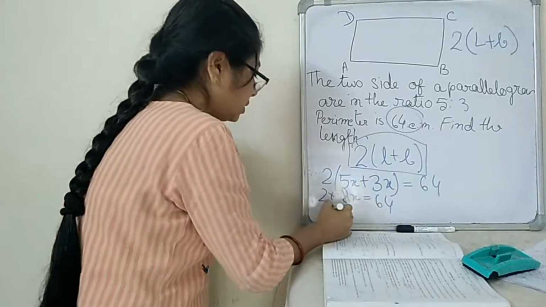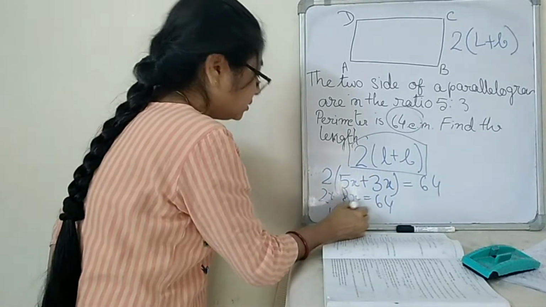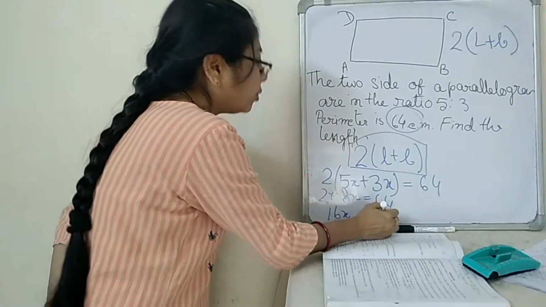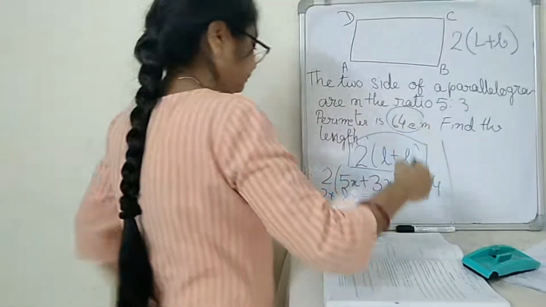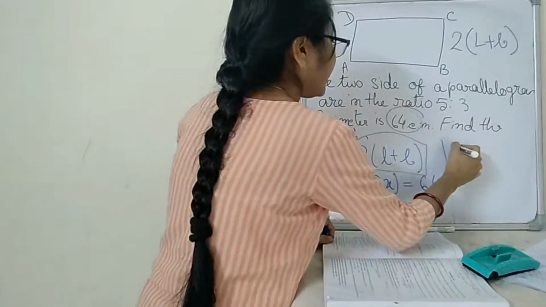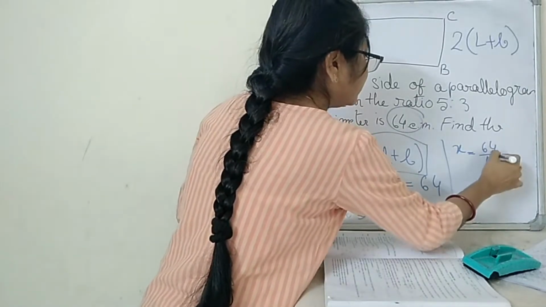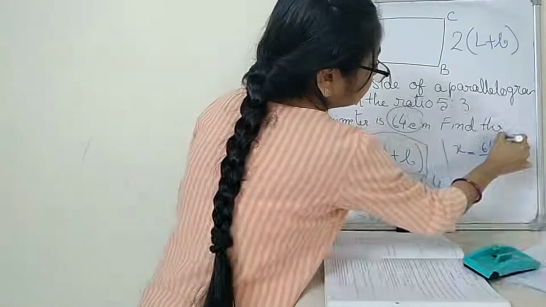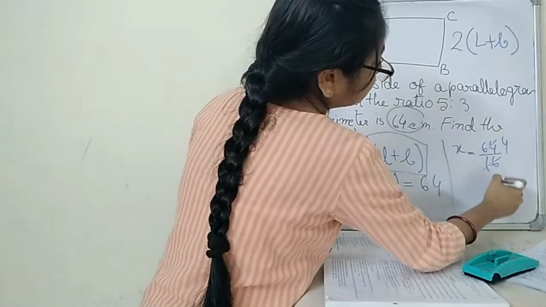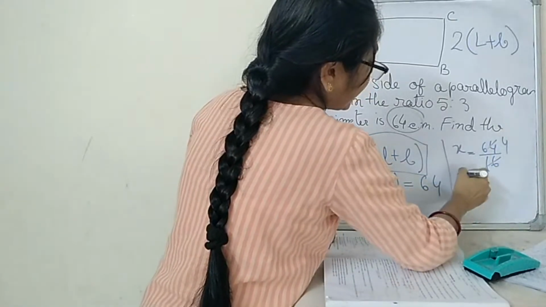2 times 8x is 16x, equal to 64. x equals 64 by 16. 4. x is equal to 4.